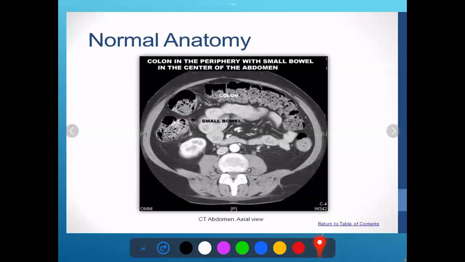This is an axial CT showing the colon lies in the periphery of the abdomen, while the small bowel lies in the center of the abdomen.